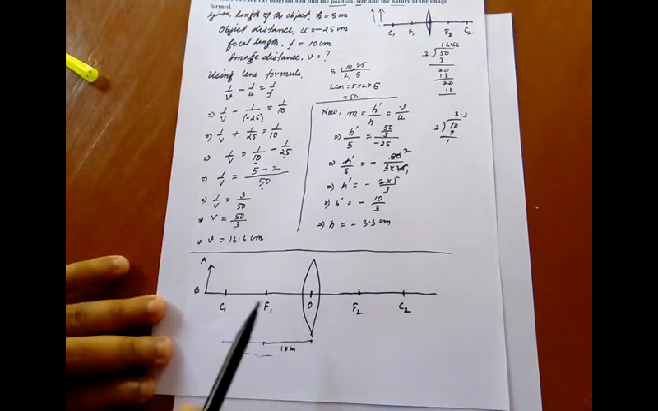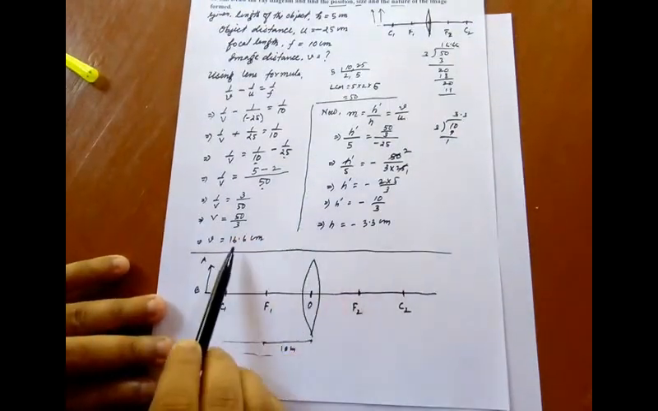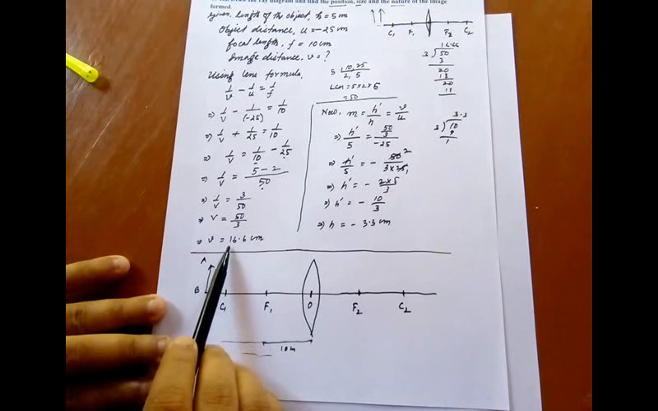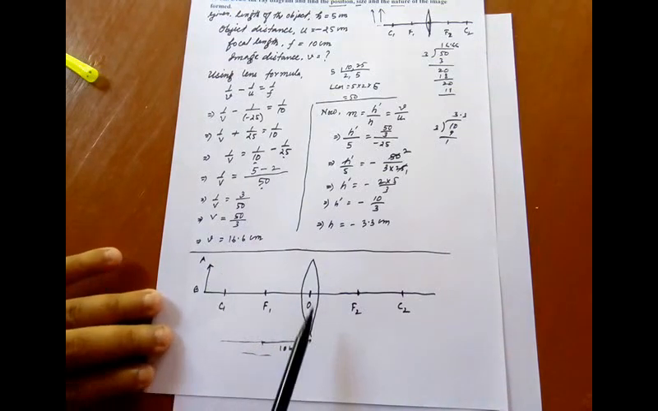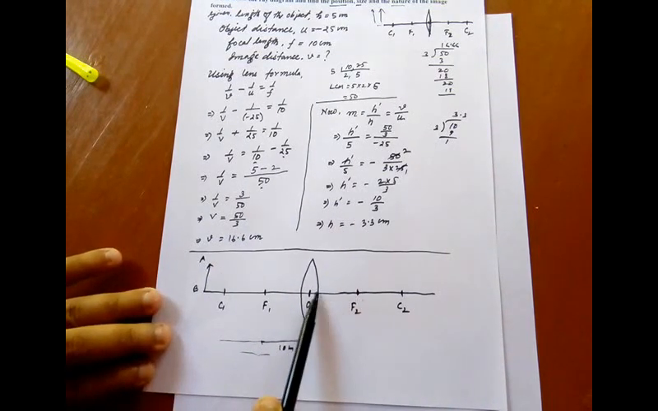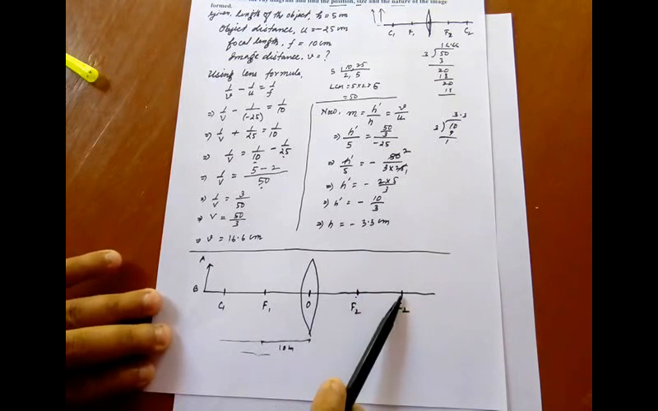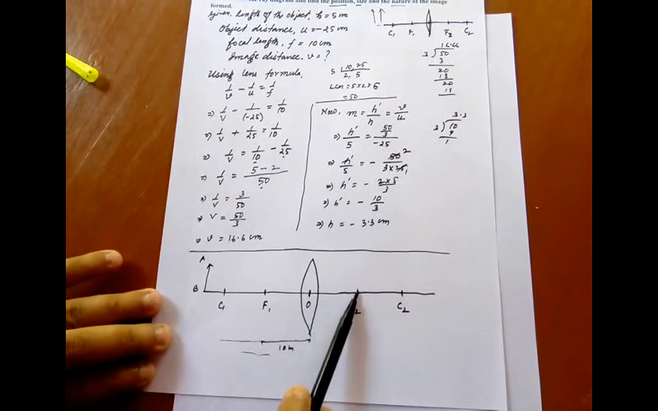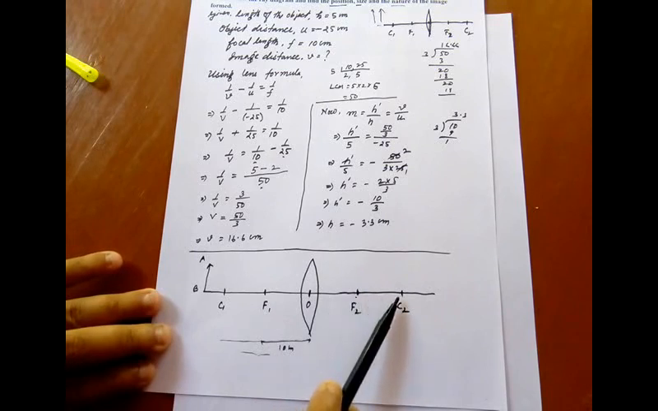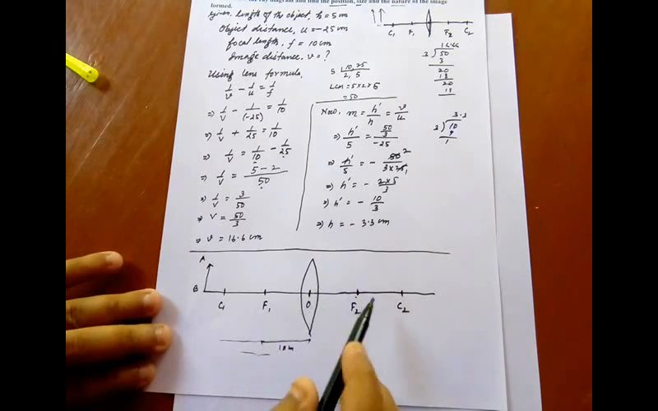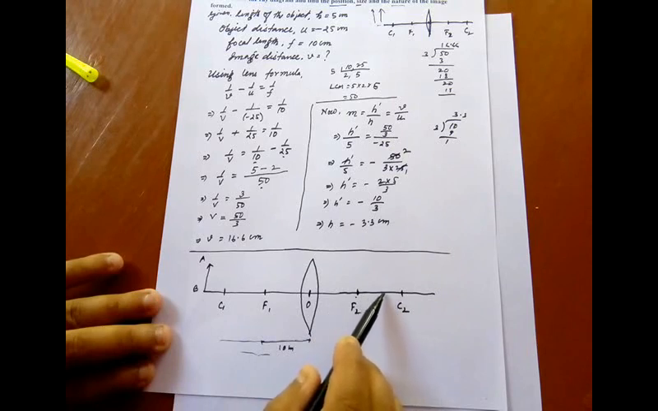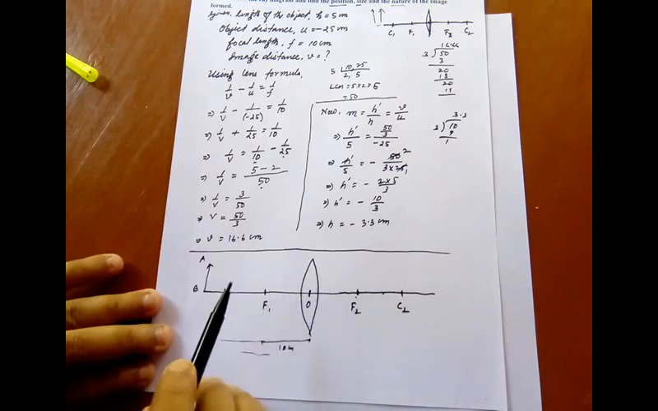Then our image. You have got that it will be at 16.6 centimeter. So same thing on this side also, till here it is 10 centimeter, and till here it is 20 centimeter from the lens, because focal length is 10 centimeter. So our image should come somewhere in between this. In the middle it will be 15, so beyond the middle, somewhere here, our image should come.